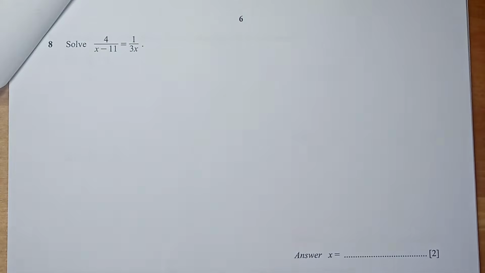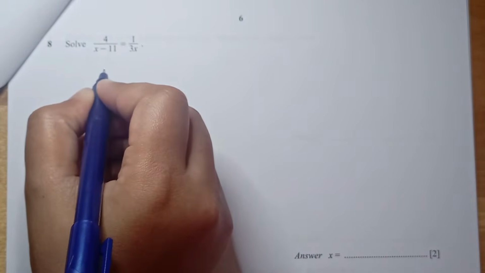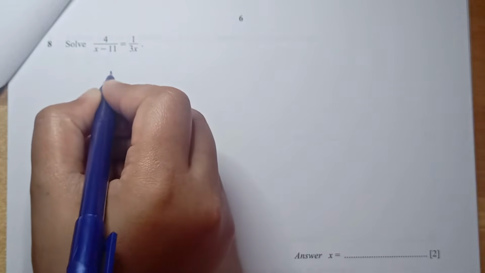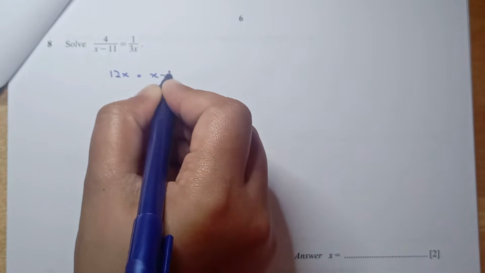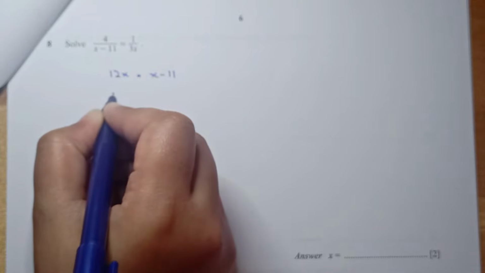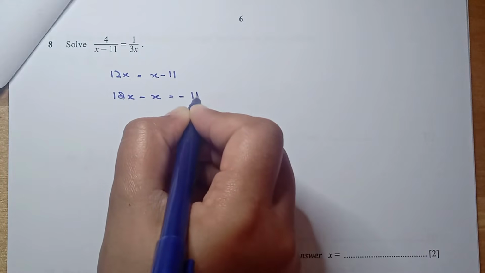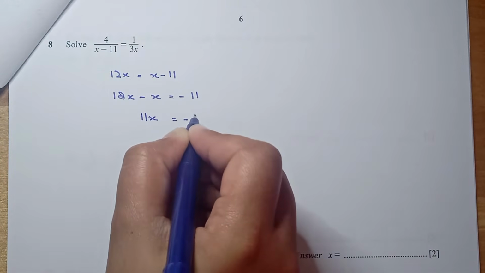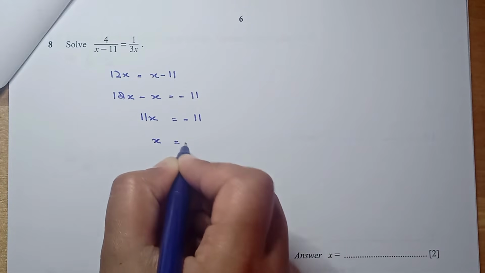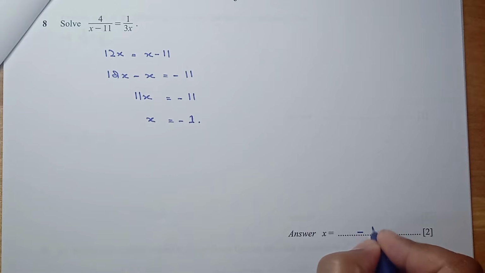Question number 8, we need to solve in finding the value for x. So we can do a cross multiplication. 4 times 3 is 12x. And 1 times x minus 11 is x minus 11. So we have 12x minus x would be equals to minus 11. And we have 11x would be equals to negative of 11, and x would be equals to negative of 1. So the value of x is minus 1.